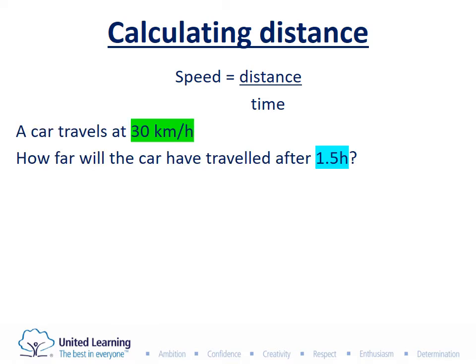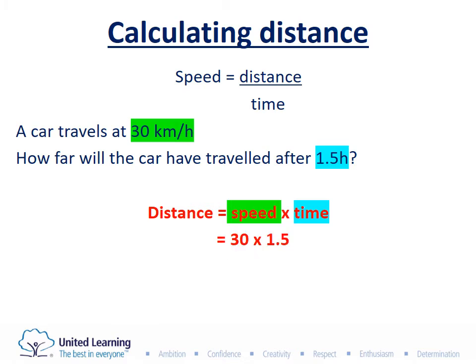A car travels at 30 kilometres per hour. How far will the car have travelled after 1.5 hours? Right, so on this one, we're trying to work out distance now. So the equation is rearranging again. Distance actually equals speed times time. We've highlighted the values in the question. I've got a speed of 30 kilometres per hour, and a time of 1.5 hours, so my final answer is going to be 30 times 1.5, which equals 45.